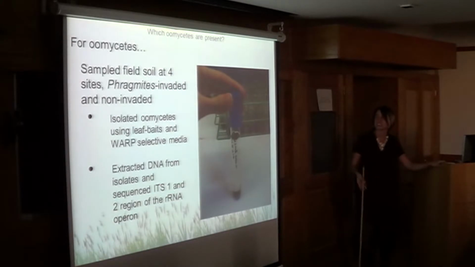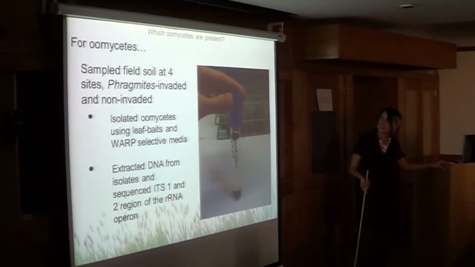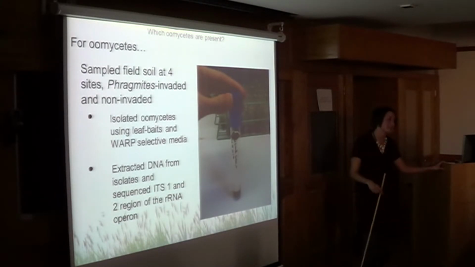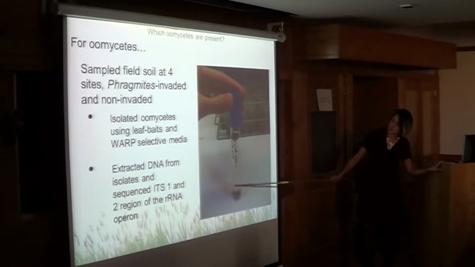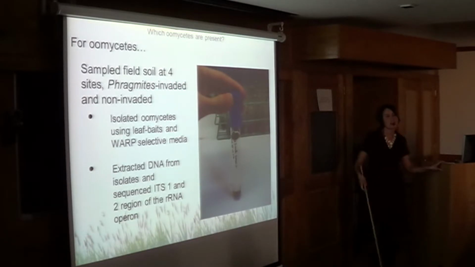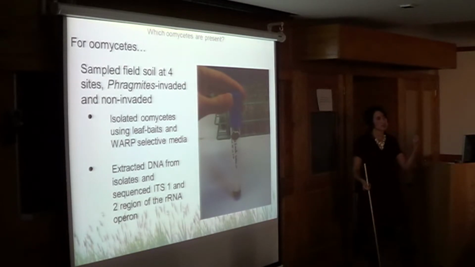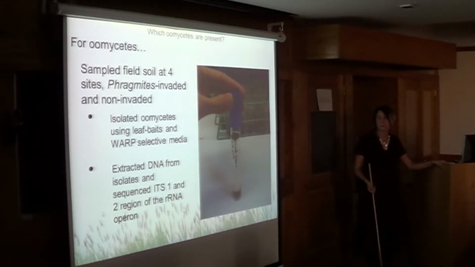So for the oomycetes, we sampled field soil at 4 sites, both Phragmites invaded and non-invaded. And we isolated oomycetes using a leaf bait method. So here you can see there's some soil at the bottom of this tube. It's filled with water, and then there are leaves at the top, and that selects for oomycetes because it requires swimming zoospores to reach and infect the leaves. And then we used oomycete-selective media.